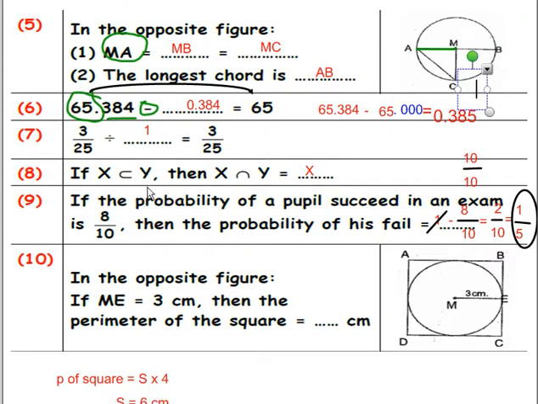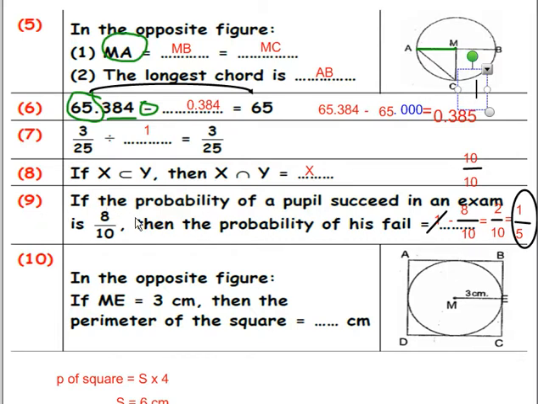If x is a subset of y, then x intersect y equals what? If x is a subset of y, x a part of y, x included in y, so the intersection will be equal to the first set. But union will be equal to what? Yes, union is the big set, and the big set will be y.